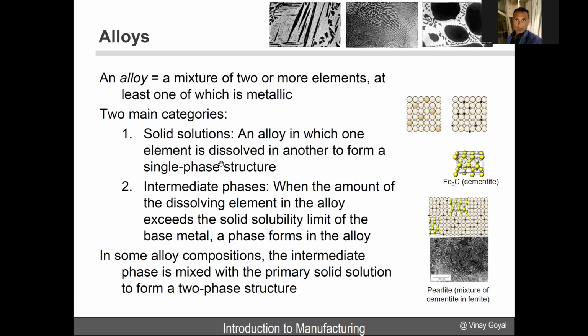So again, two main categories. The first one is a solid solution, in which one of the elements is dissolved into another to form a single phase structure. Then you have the intermediate phase, when the amount of the dissolving element in the alloy exceeds the solid solubility limit of the base metal. So then a new phase forms in the alloy.